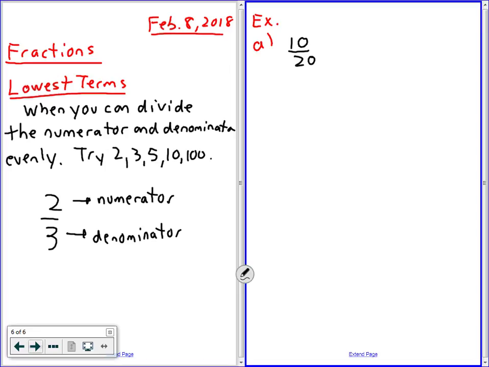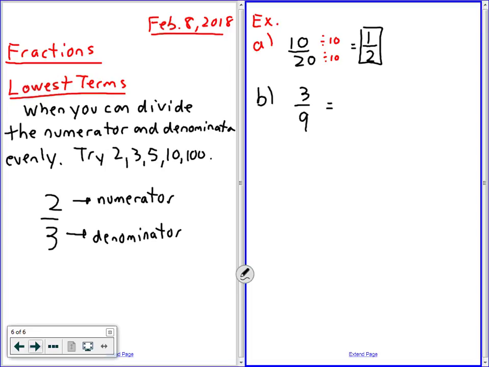So the way I'm going to write this, I'm just going to say divide by 10. What's 10 divided by 10? 1. What's 20 divided by 10? So what I just did, I just chopped a 0. I'm going to put 1 here, although it's not going to be exact.